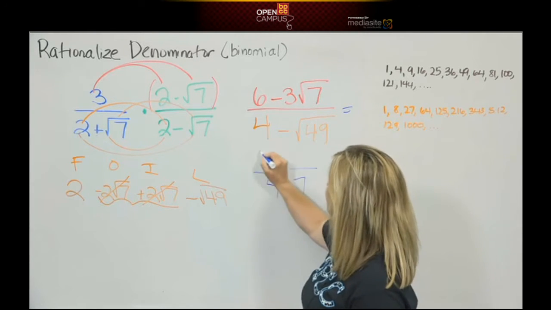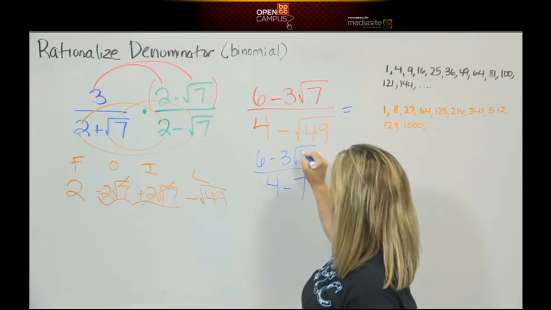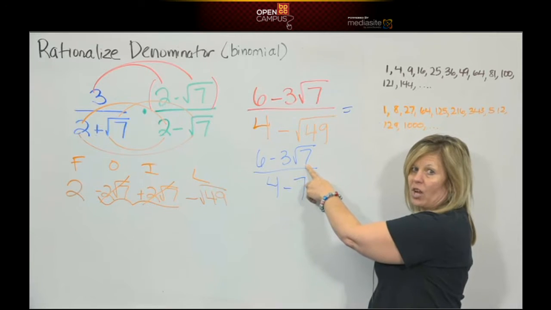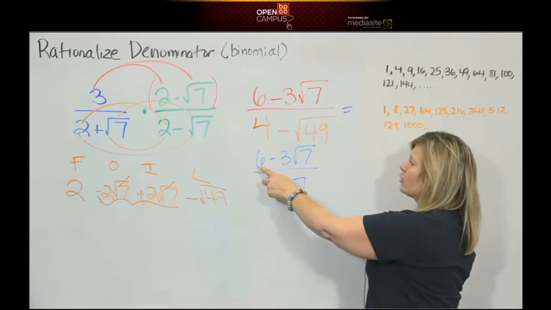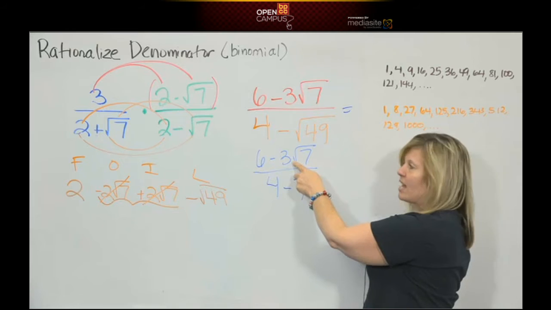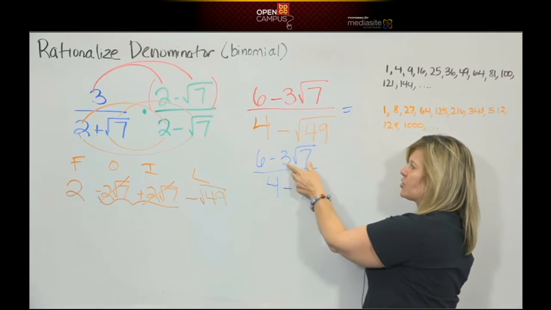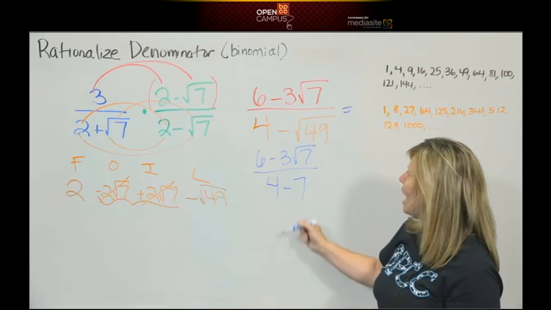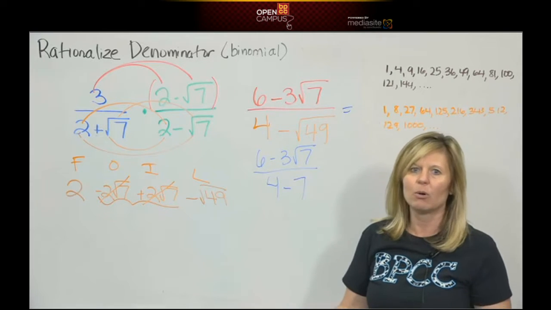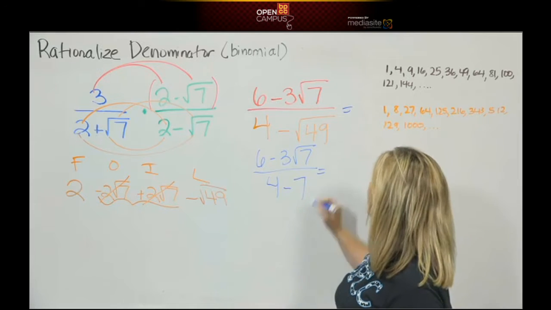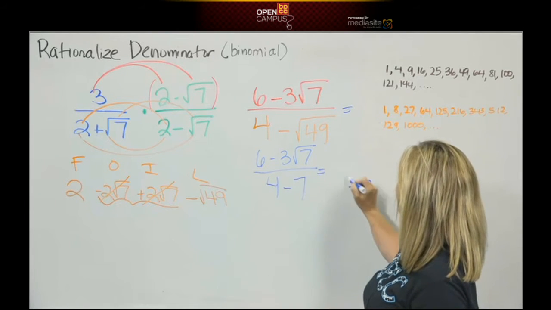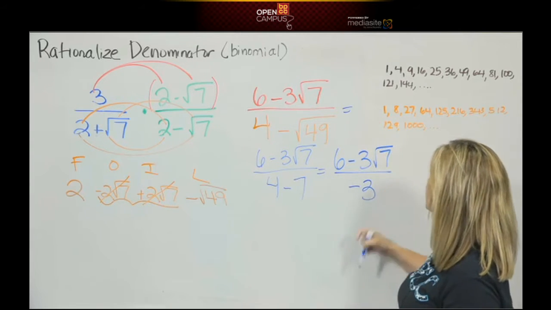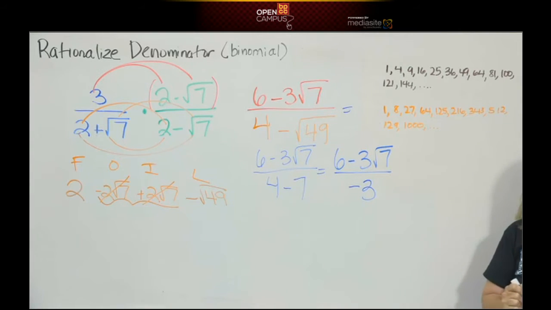The numerator is 6 minus 3 square roots of 7. Well, we can't do anything with a square root of 7. It's a prime number. We're stuck with that. We can't do 6 minus 3 square roots of 7 because this is a whole number and this is a radical, and they're not like terms. So the numerator stays put, but now the denominator is 4 minus 7. Well, what is that, everybody? What is 4 minus 7? Very good. That makes the denominator negative 3. So now we have 6 minus 3 square roots of 7 divided by negative 3.